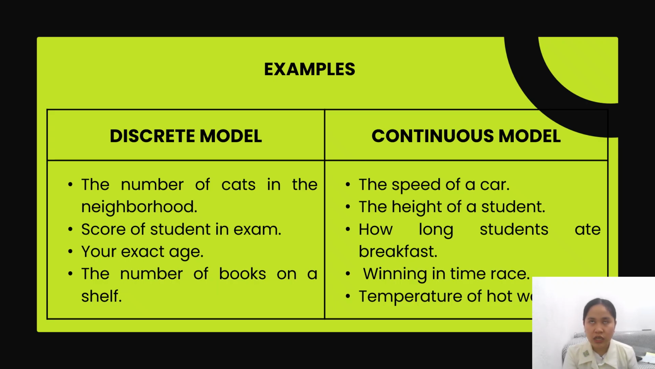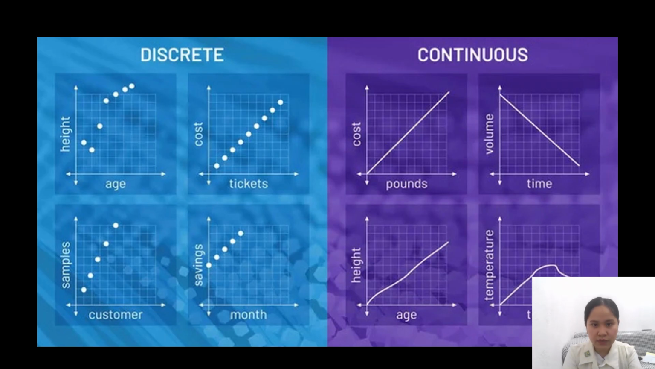Hindi siya palaging whole number. So, here is the illustration of this model, discrete and continuous. Mapapansin natin that yung graph ng discrete and continuous ay magkaiba. So, you can see that in discrete, it appears as individual dots or points.